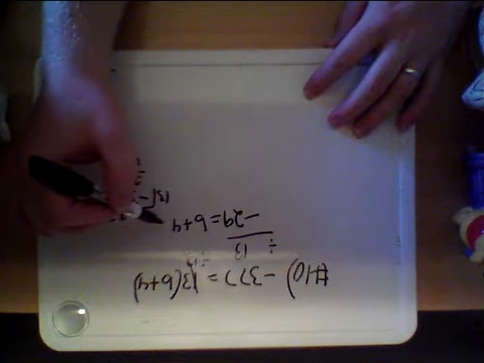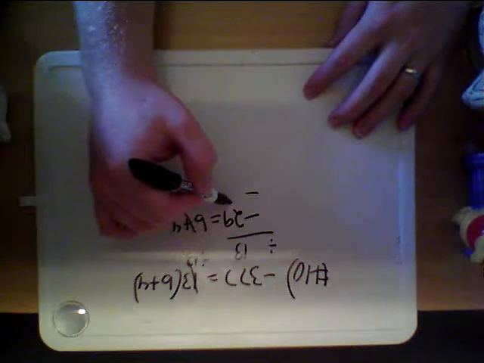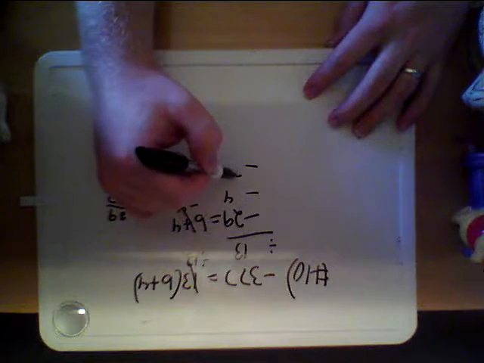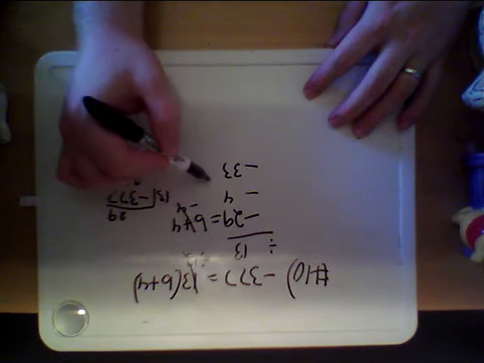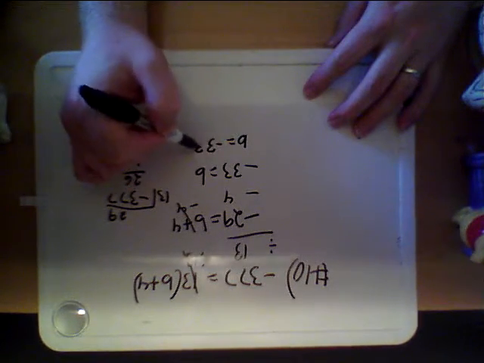Now we just need to subtract 4 from both sides. So that's going to go away. Negative 29 minus 4 would be negative 33. And we're left with a b on this side, so b would be negative 33.